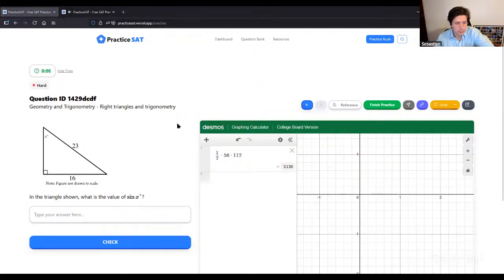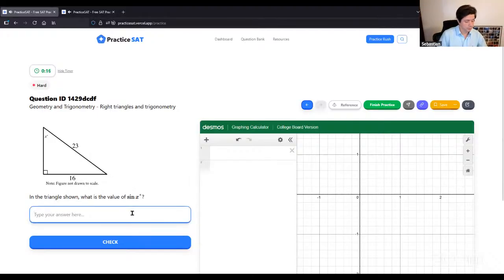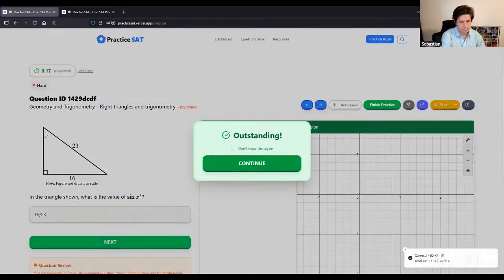Is the triangle shown? What is the value of sine X? Oh my gosh. This feels too easy. Should be 16 over 23. I don't know why this one's labeled as hard.